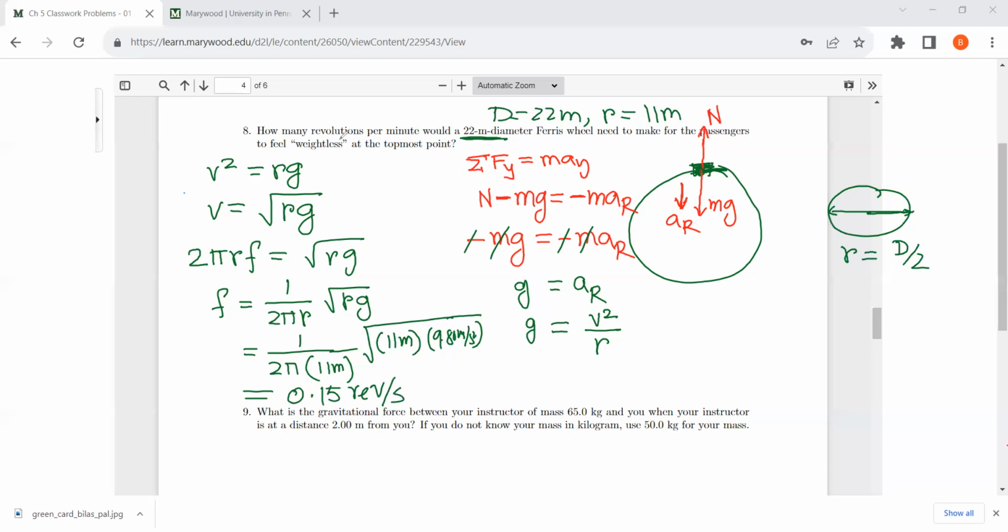But it asks us to calculate the revolutions per minute, so we have to multiply by 60. The number here will be 9 rev per minute. So for this problem, the number of revolutions will be 9 per minute. I'm going to stop here, and in the next lecture I'm going to solve a gravitational problem.